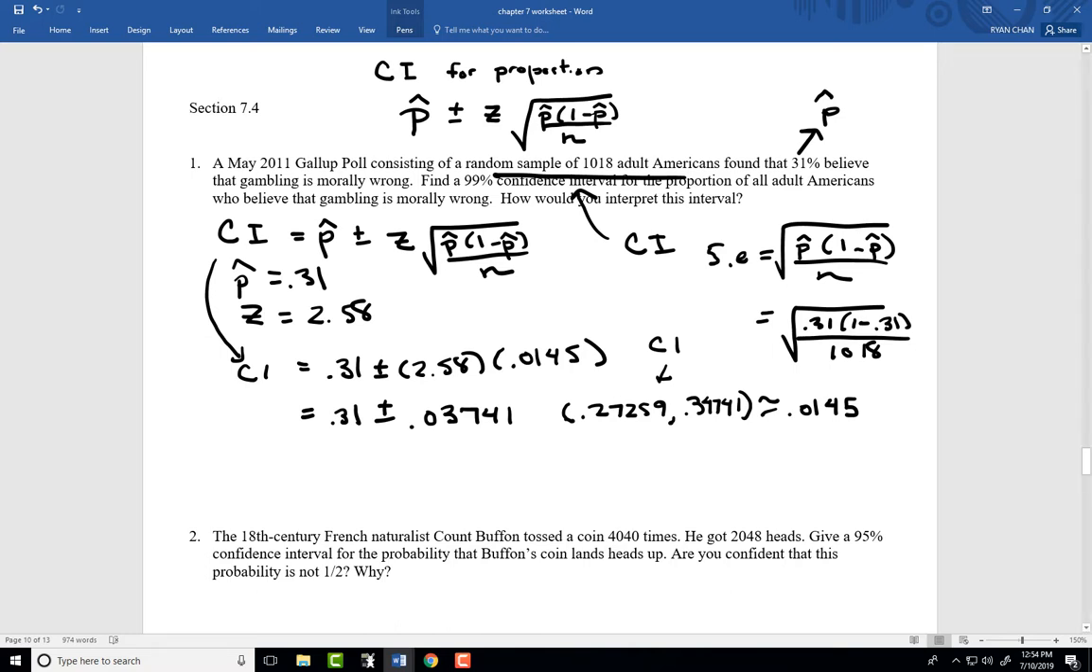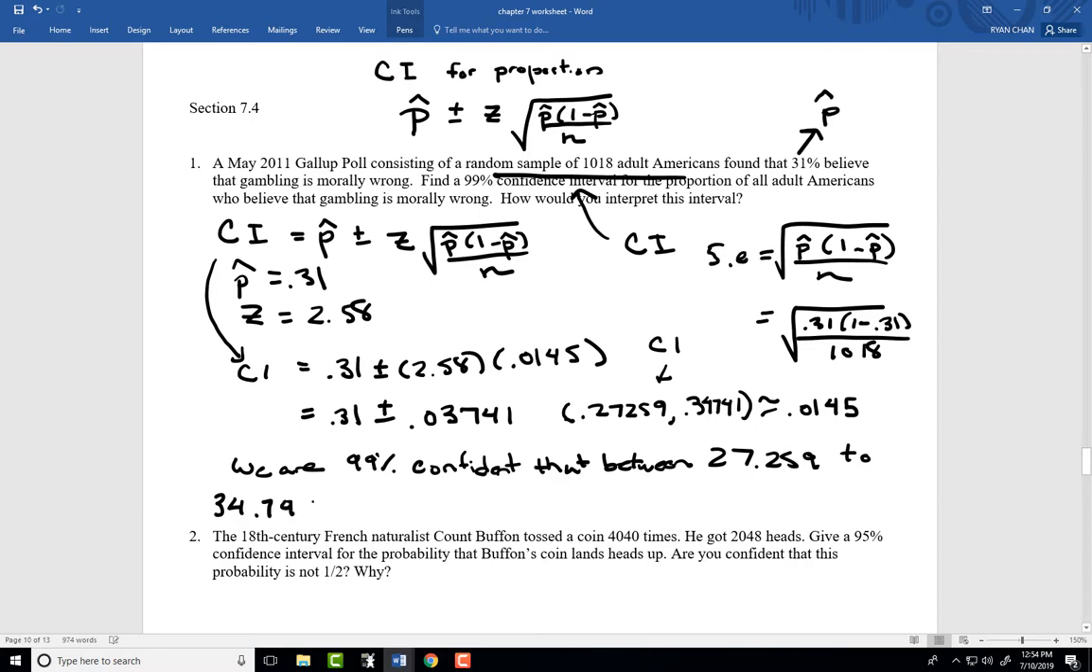You'll say the following. You'll say, we are 99% confident that between 27.259 to 34.741% of all adults, Americans, believe gambling is wrong.